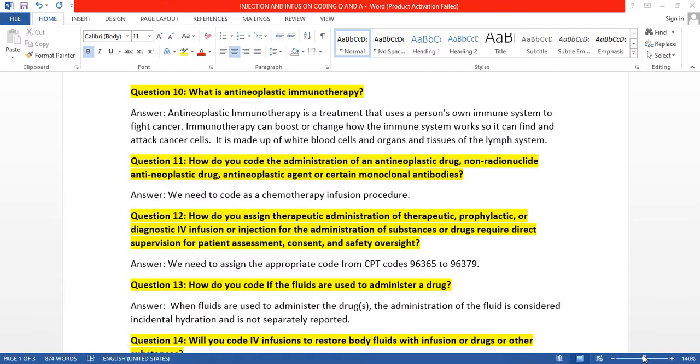Immune therapy can boost or change how the immune system works so it can find and attack cancer cells. The immune system is made up of white blood cells and organs and tissues of the lymphatic system. So, as you know, each and everyone's immune system is different. So, few persons, based on the physician's recommendations, will start immunotherapy.